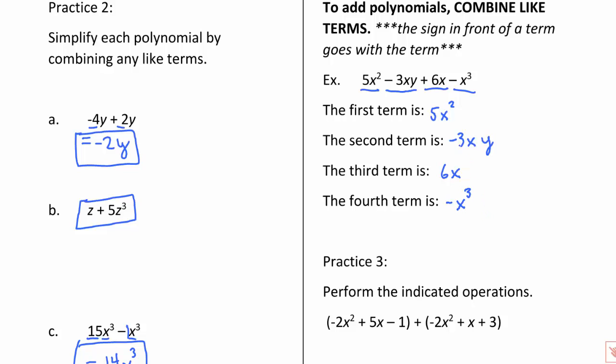Good. Now looking at this real quick, what would be the degree of this polynomial? If you said degree 3, you're correct, because that's the highest degree term that we have.